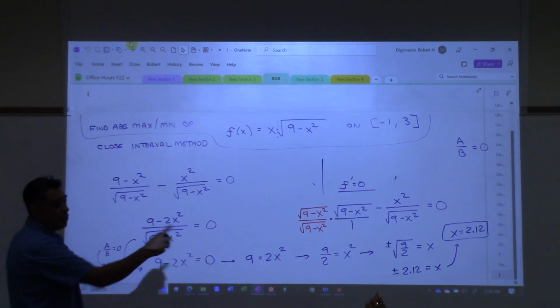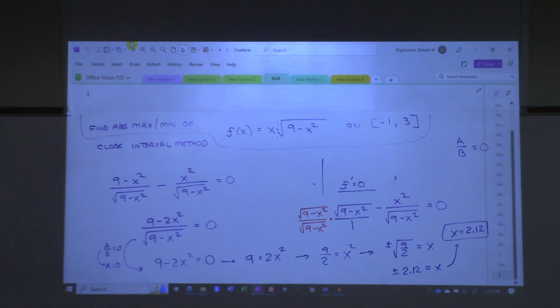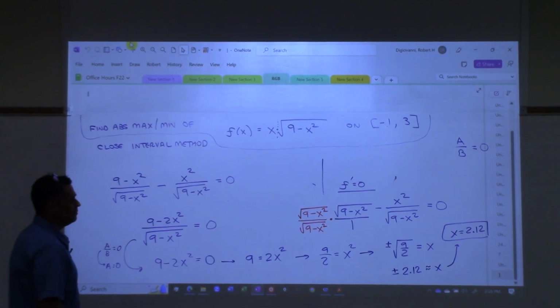So I only have one critical number so far, right? One critical number so far. Now, what I need to do is figure out where the derivative doesn't exist. May I proceed?